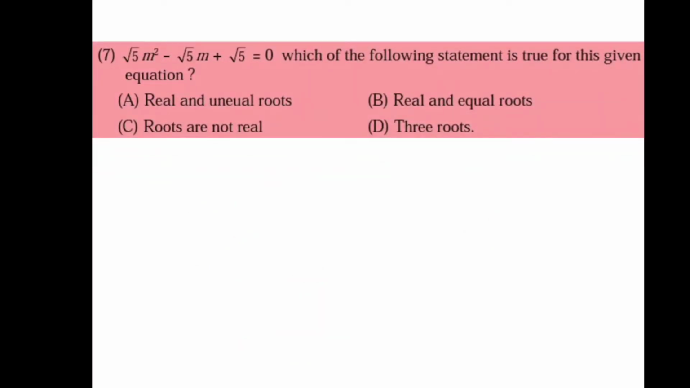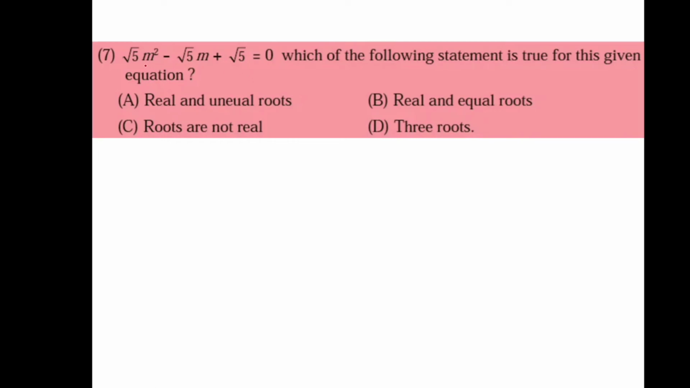Now let's have the next question. Root 5 m square plus root 5 m plus root 5 is equal to 0. Which of the following statements is true for the given equation? First is whether the roots are real and unequal, or real and equal, roots are not real, or it has 3 roots. So we have to choose the correct alternative.